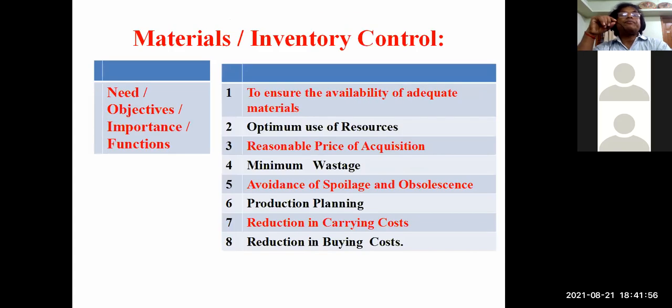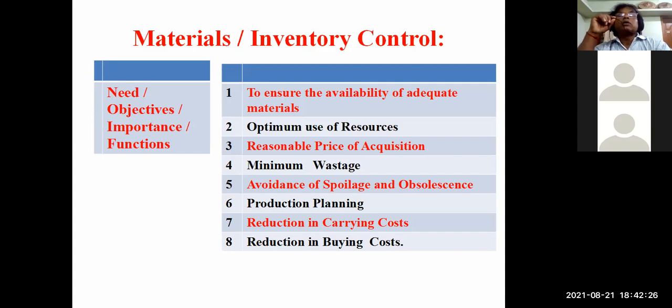And then please note it, what are the needs of material control? This is a very important question for exam. What are the needs of material control, or what are the objectives of material control, or what is the importance of material control? Please take a screenshot here. And what are the functions of material control? Please take a screenshot. Later on you can see. So these are the same answer: need, objective, importance, and function. Same answer.